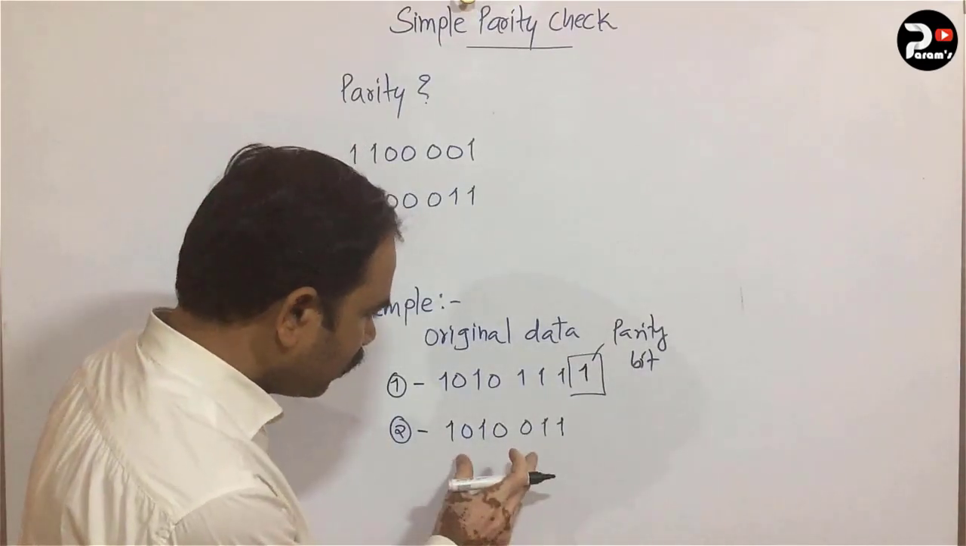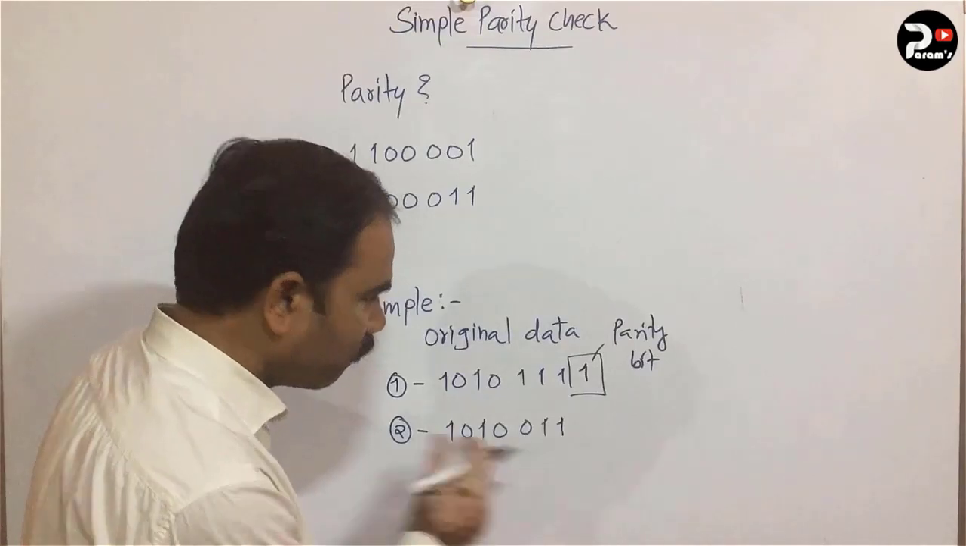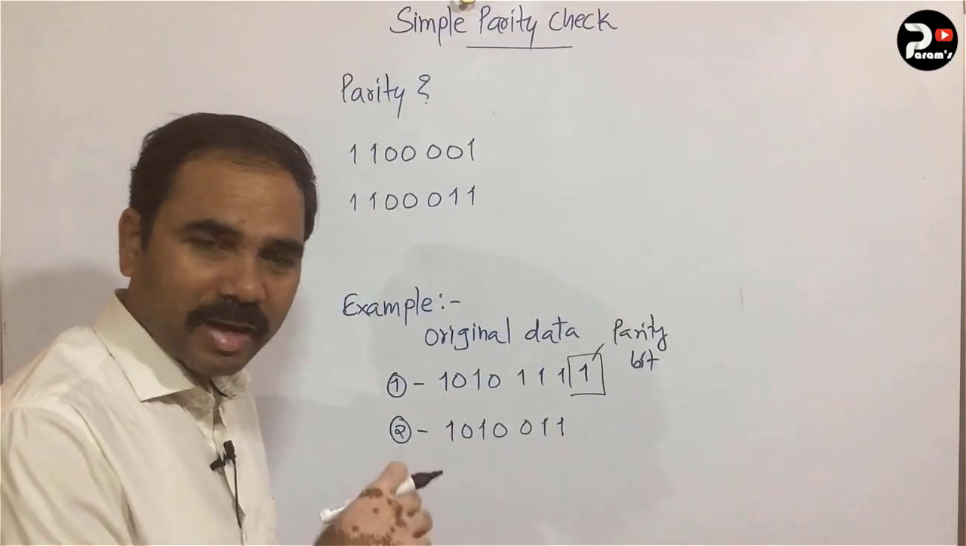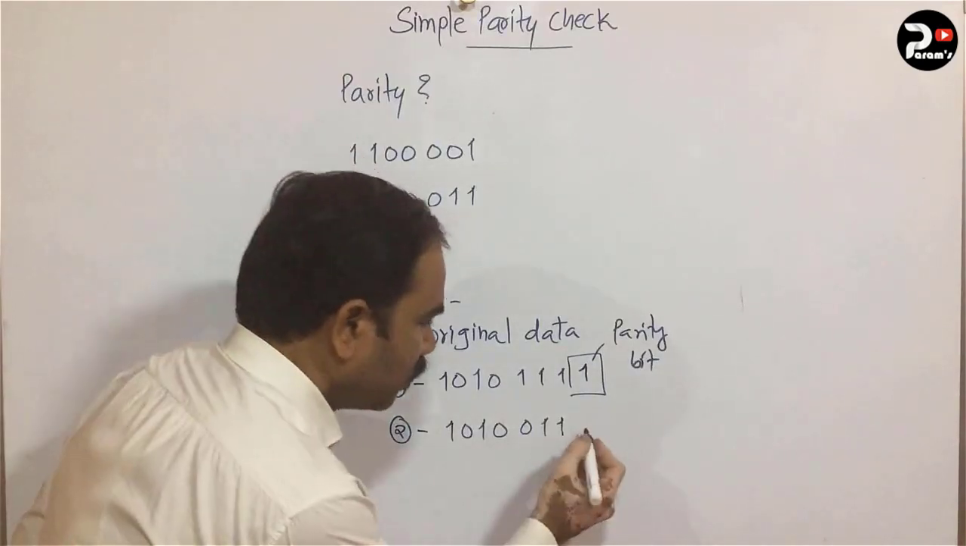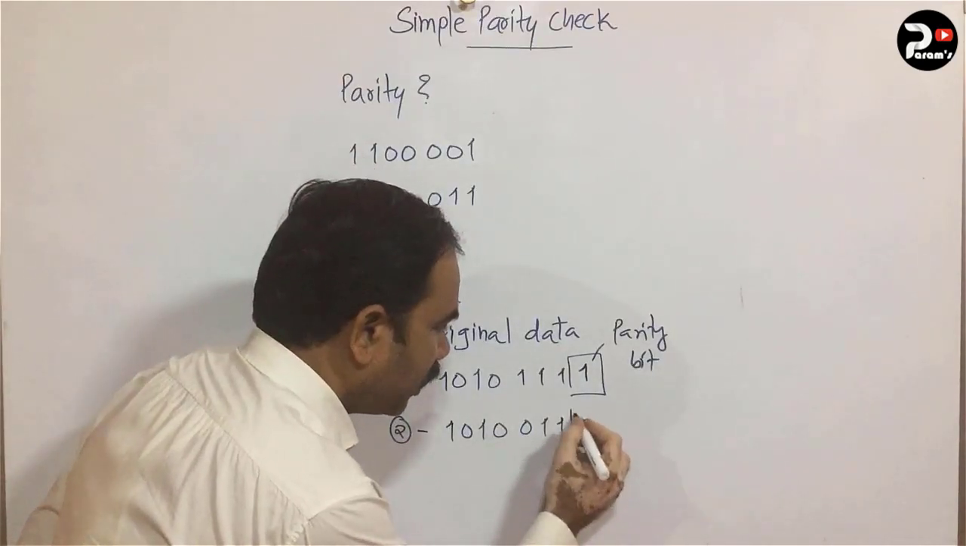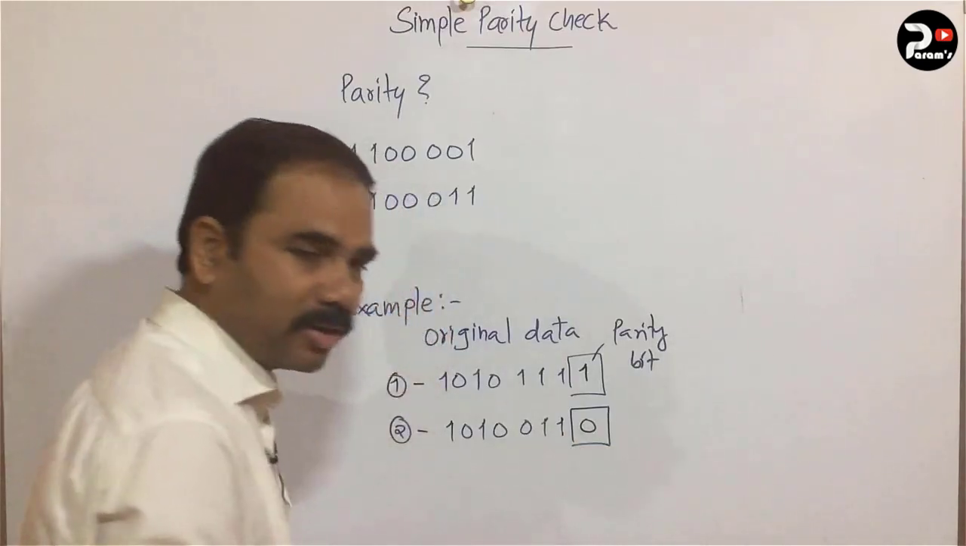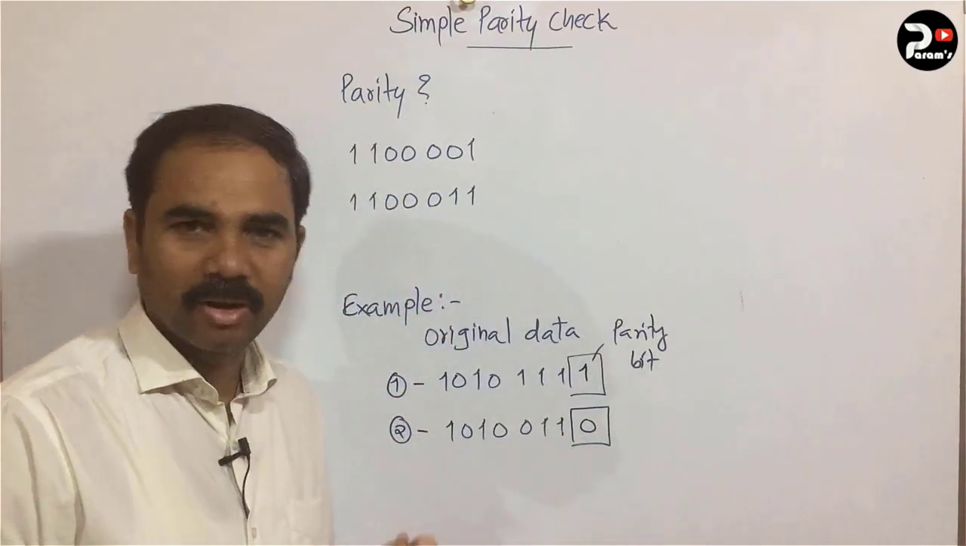For this case, there are 4 ones. That means the parity of this data unit is already even. So in this case, 0 will be added as a parity bit to let the parity be even.